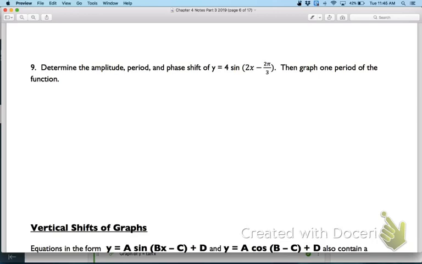The only thing it doesn't have is a vertical shift, but that's easy. You just slide it up or down based on the value of d. You can look at that example in the notes.